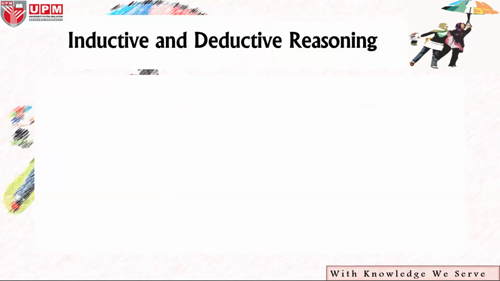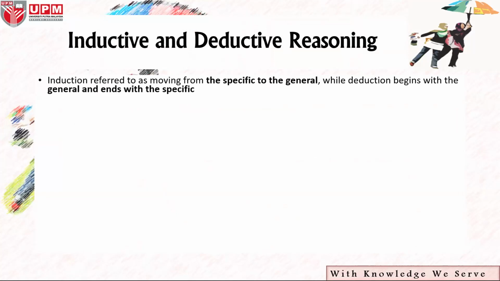Okay, so this is what Prof. Ismi mentioned just now, inductive and deductive reasoning. Induction refers to moving from the specific to the general. So the research paradigm that you pick later, the intention is either from the specific to the general, while deduction begins with the general and ends with the specific. This is related to the selection of qualitative or quantitative for your study. If you use qualitative, for example, based on what Prof. Ismi said just now, it is based on induction, in which you collect data from a very specific population, from a specific group, but in terms of application, it can be very wide.